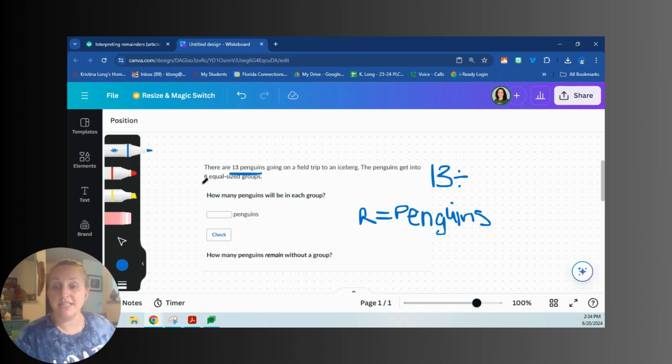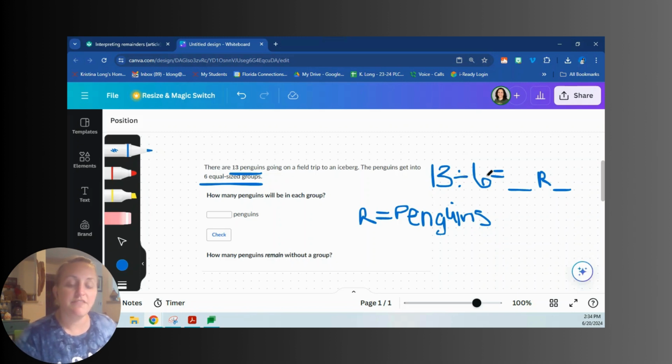The penguins get into 6 equal-sized groups. So there are 6 groups of penguins. How many penguins will be in each group? That's going to be my quotient. And then how many penguins are left out without a group? Poor little penguins. That's going to be my remainder.